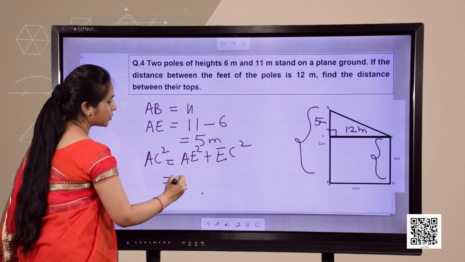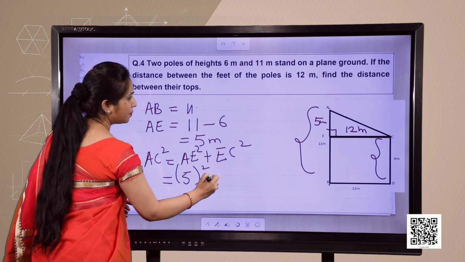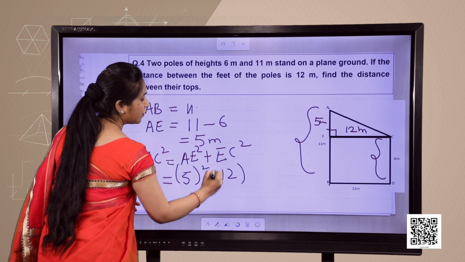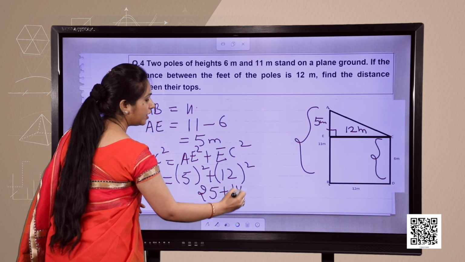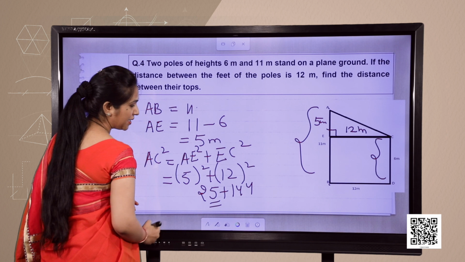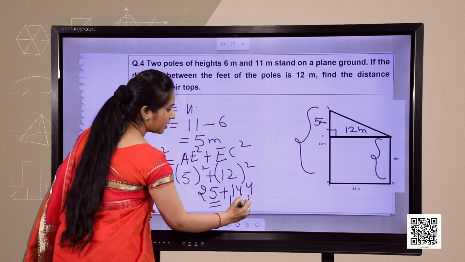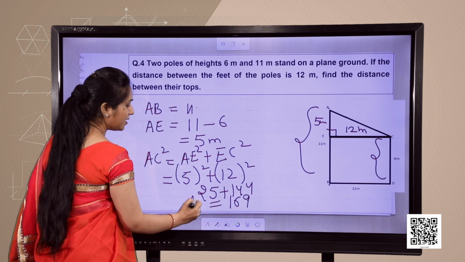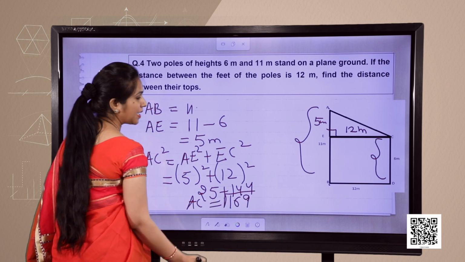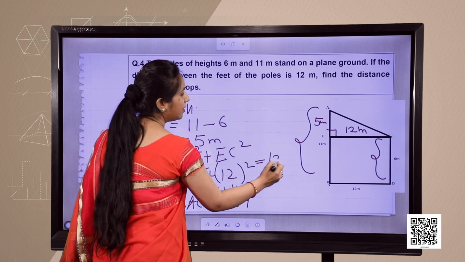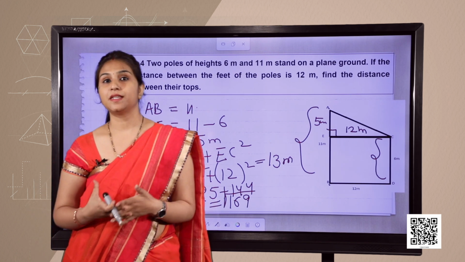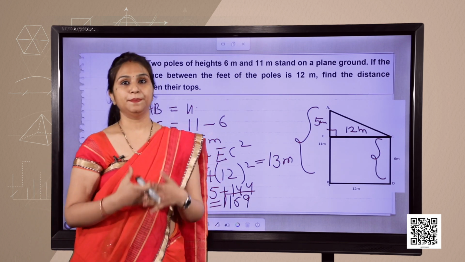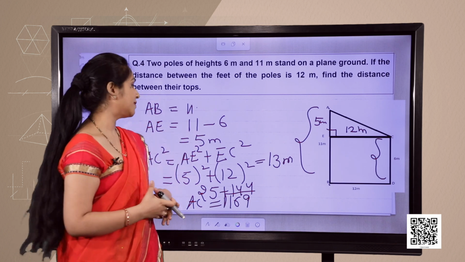Substitute the value, it is square of 5 plus square of 12. So, 5 square gives you 25, 12 square gives you 144 and their sum is going to give you 169. So, AC is equal to square root of 169, that is equal to 13 meter. It means the distance between their tops is equal to 13 meter. Now, let us start the next example.